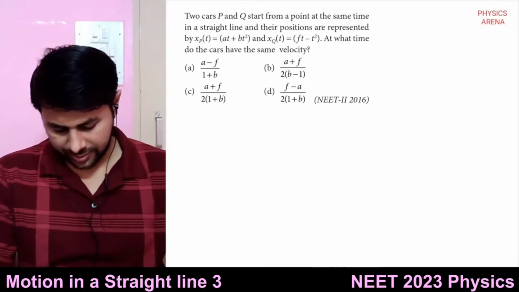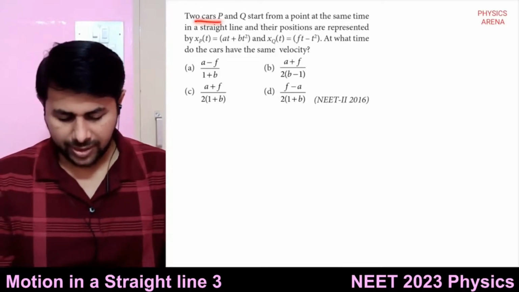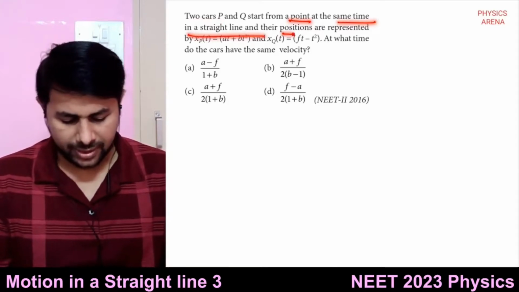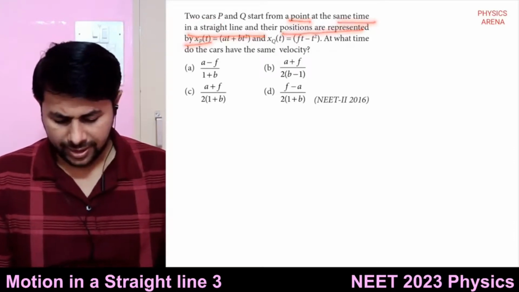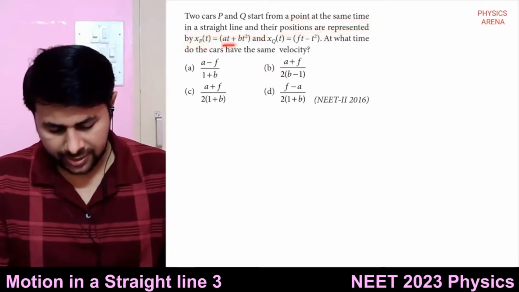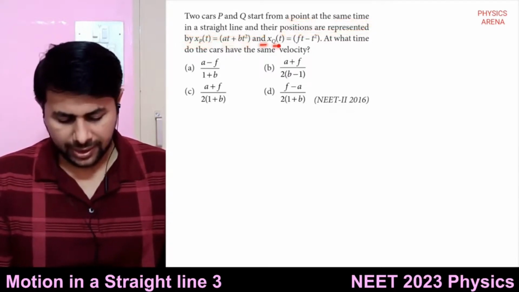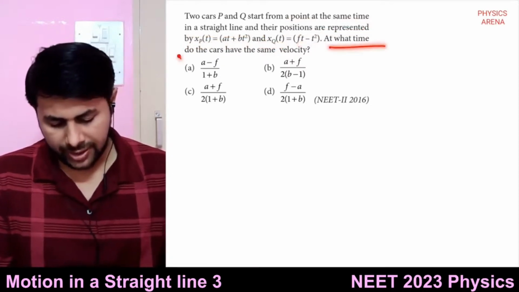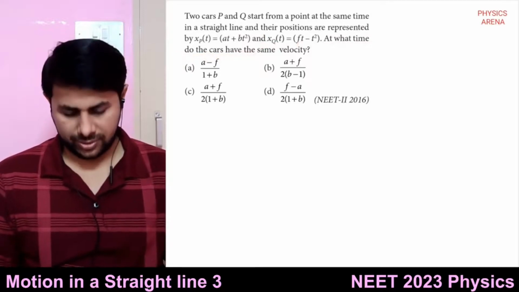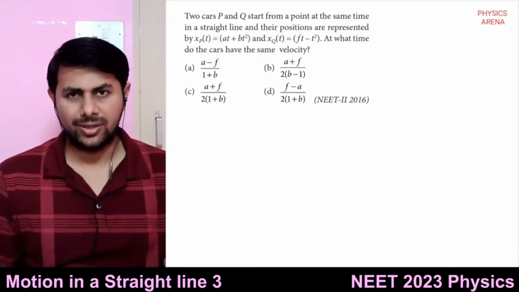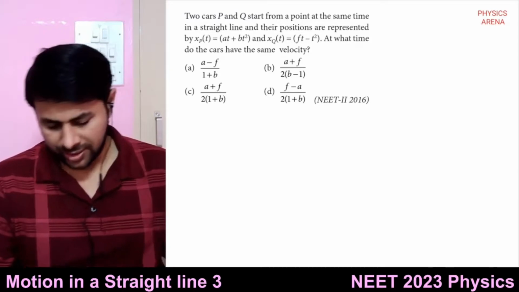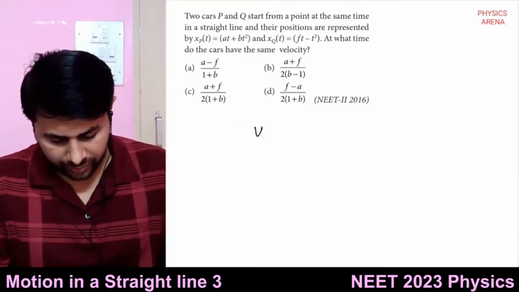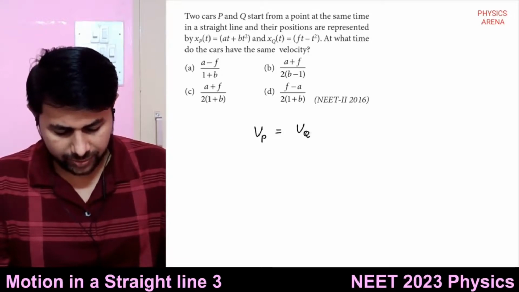Next question. Two cars P and Q start from a point at the same time in a straight line and their positions are represented by xp of t is at plus bt square and xq of t is ft minus t square. At what time do the cars have the same velocity? So we know velocity is the derivative of position with respect to time. So v of p is equal to v of q.